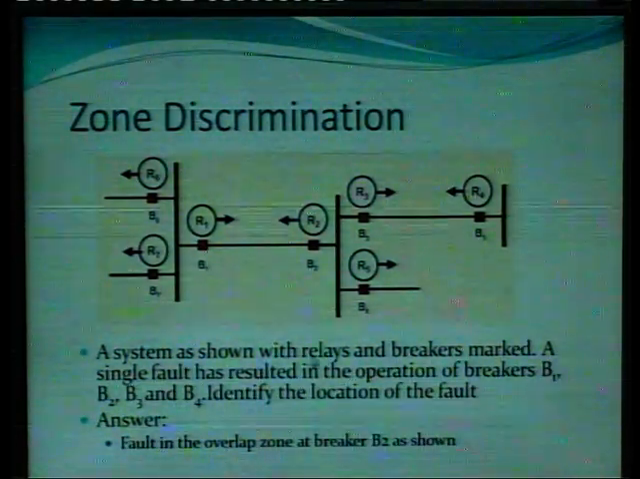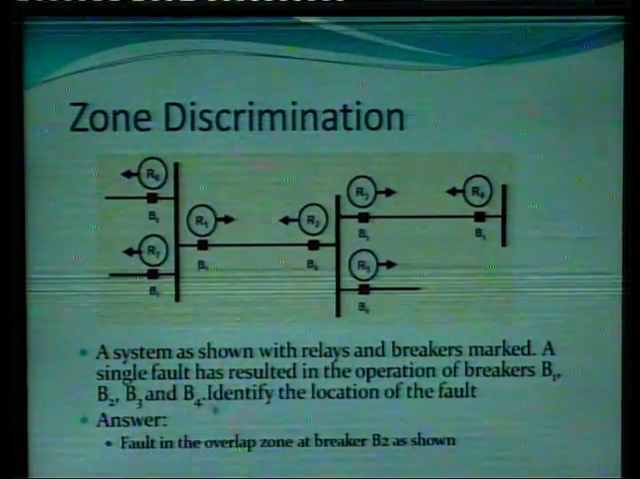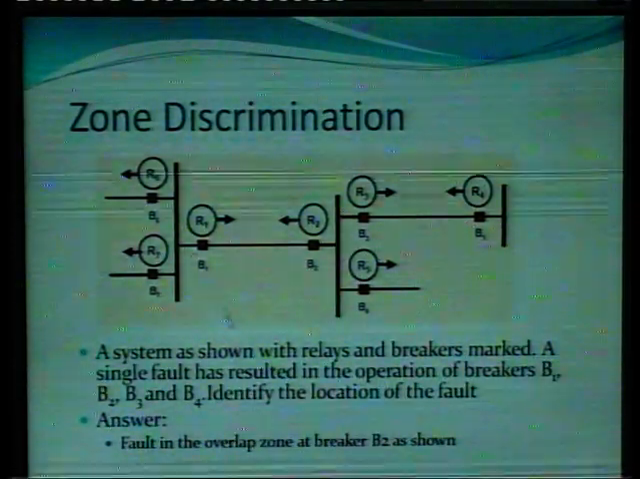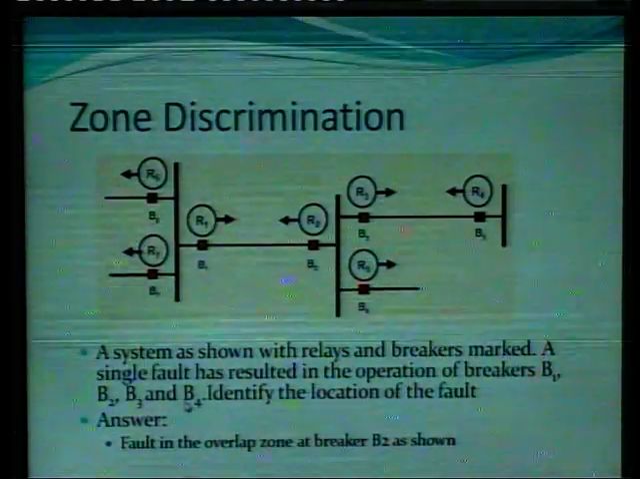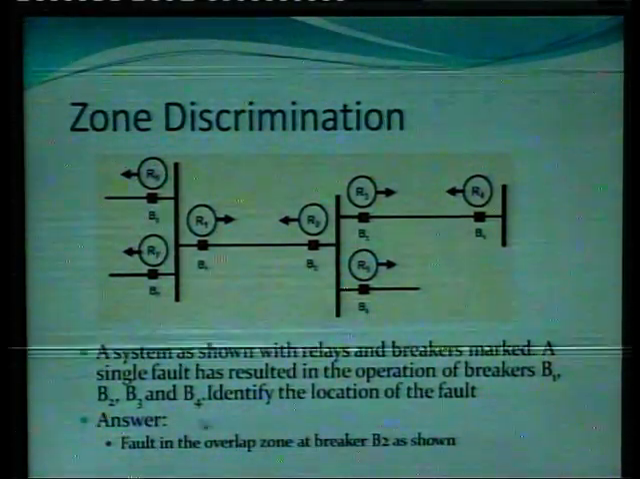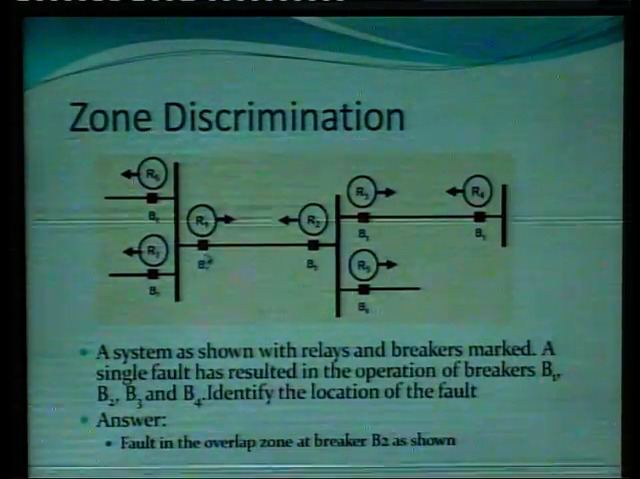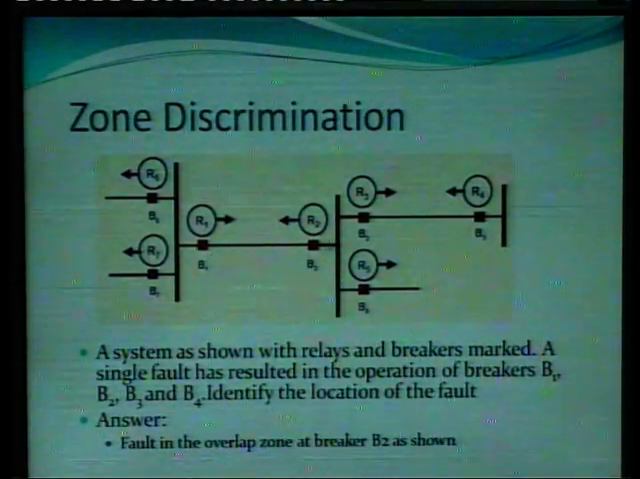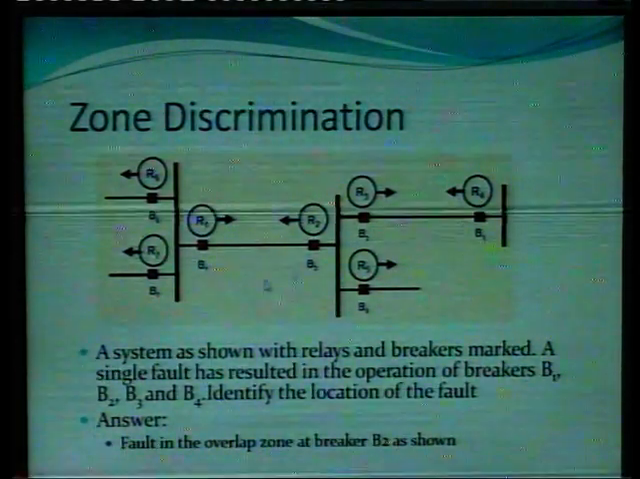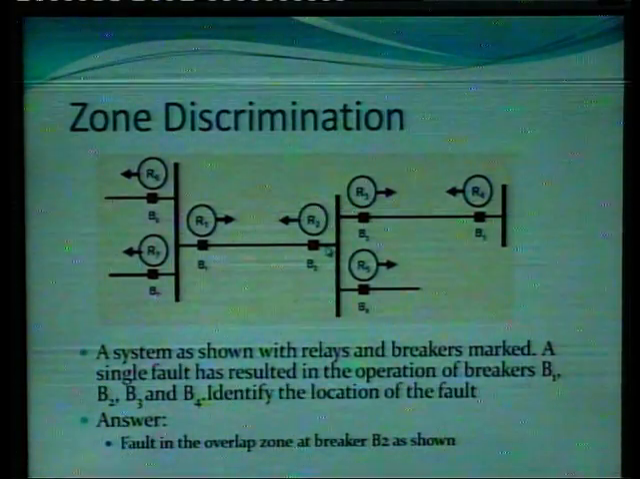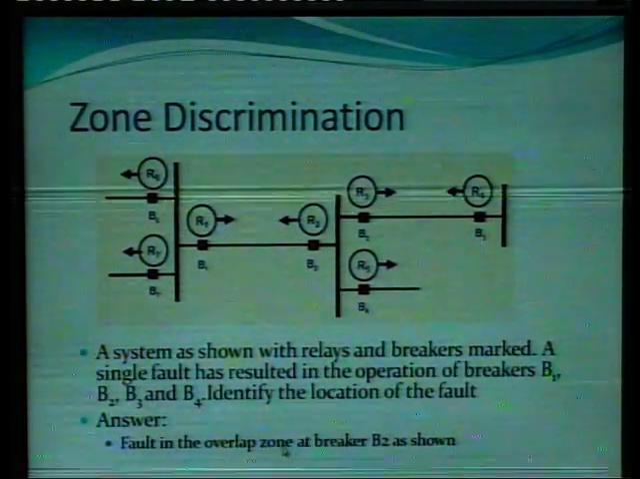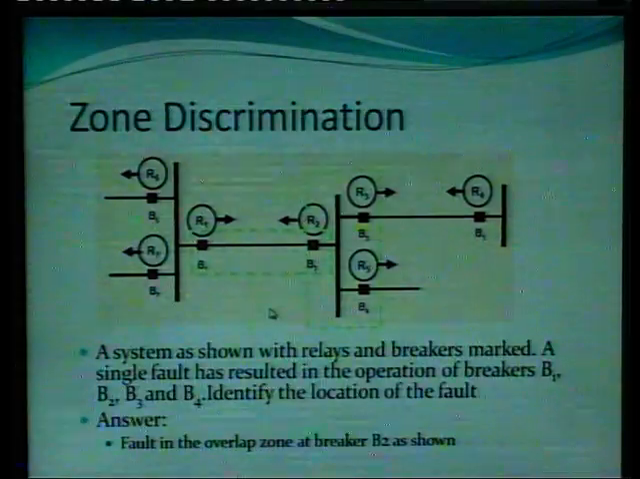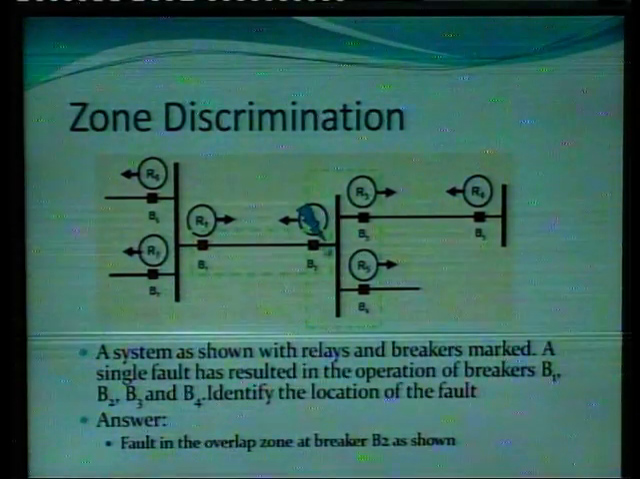A system as shown with relays and breakers are marked. A single fault has resulted in the operation of breakers B1, B2, B3 and B4. Identify the location of the fault. Now these breakers operate because of the fault, B1, B2, B3 and B4. So, for this the fault is somewhere at this point. So, fault in the overlap zone at breaker B2 as shown. So, for this we have two zones of protection. So, the fault is at B2.